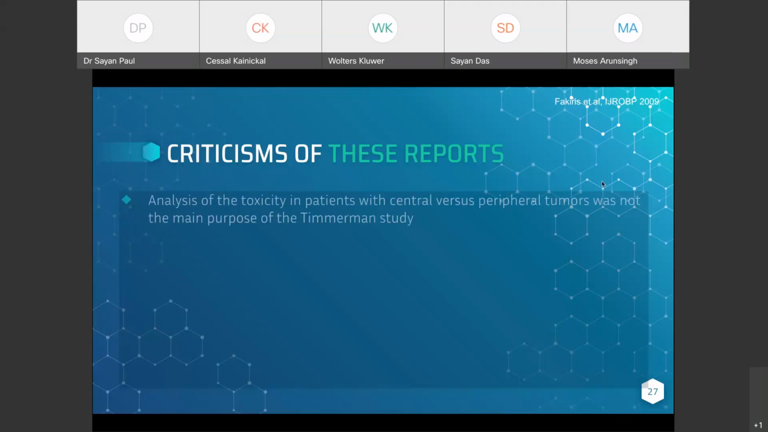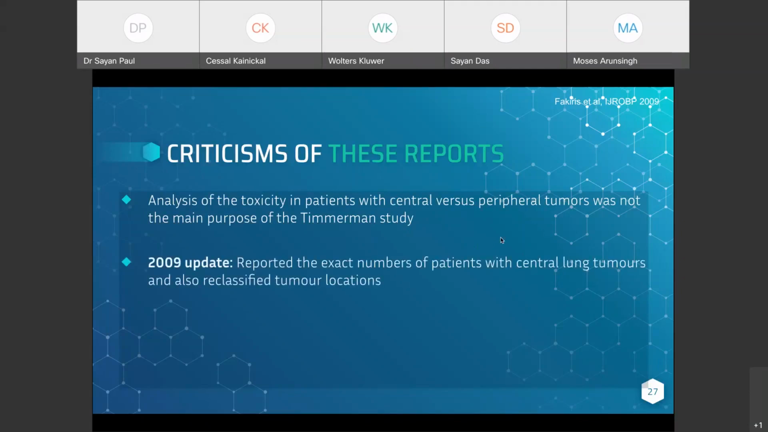But there were several criticisms of these reports. The first one that I mentioned, the Timmerman warning, the main purpose of that study was not actually to look at toxicity of central versus peripheral tumors. This was just something of an exploratory analysis, so this could have been just incidental. In fact, in their updated report where they reclassified the locations of the tumors, the increased risk of excessive toxicities in central tumors dropped from the earlier 11-fold risk compared to peripheral tumors to just a 3-fold risk.